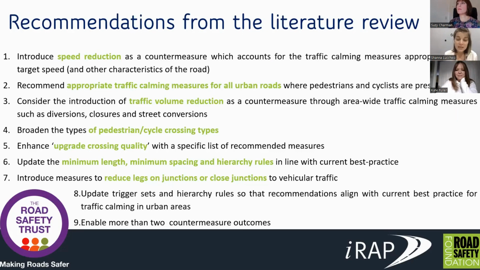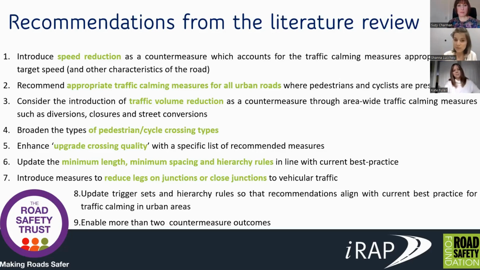What you see in this slide are the 9 outcomes of the literature review that guide the implementation of the enhanced STRIP. We start with introducing speed reduction as a countermeasure that accounts for the traffic calming measures appropriate to the target speeds, recommending appropriate traffic calming measures for all urban roads where pedestrians and cyclists are present, and considering the introduction of traffic volume reduction as a countermeasure through area-wide traffic calming measures such as diverters, closures, and street conversions. Let me say a special note on this one.